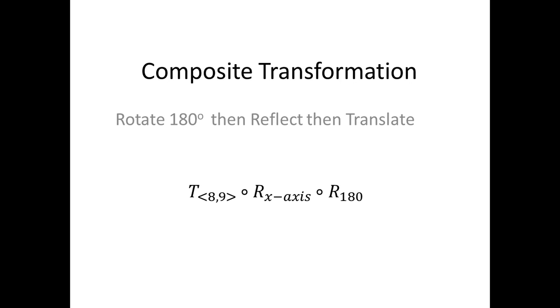Now let's look at a composite transformation in a different order. We're going to start with the rotation of 180 degrees. Then we're going to reflect over the x-axis, and then we're going to translate 8 in x and 9 in y. So that's the exact opposite order of the transformations that we just did.